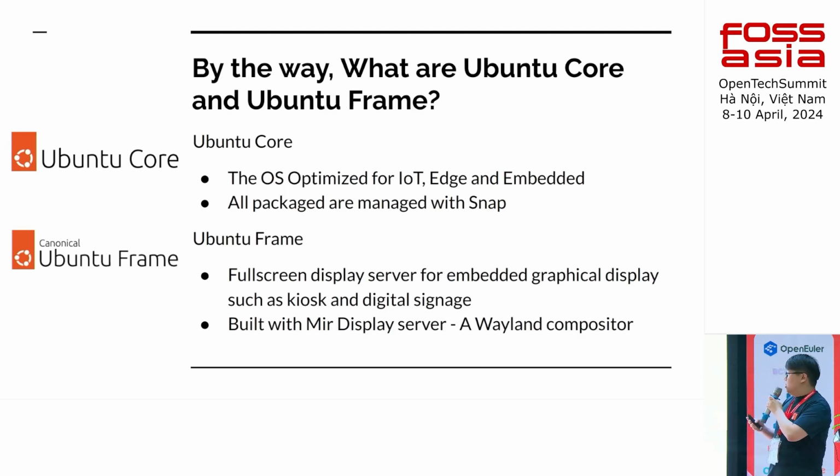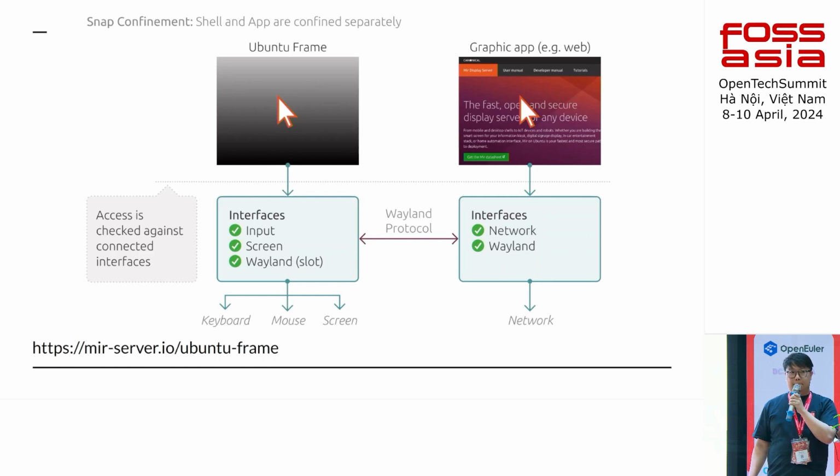While Ubuntu Core is like that, Ubuntu Frame is basically a full-screen Wayland shell. It's built on top of the Mir display server. Since it's basically a Wayland compositor, if your Linux GUI apps are compatible with Wayland, you can also launch them inside Ubuntu Frame, and you can use it for a kiosk or digital signage. Since Ubuntu Frame is also packaged as a snap package, we can run it on Ubuntu Core.